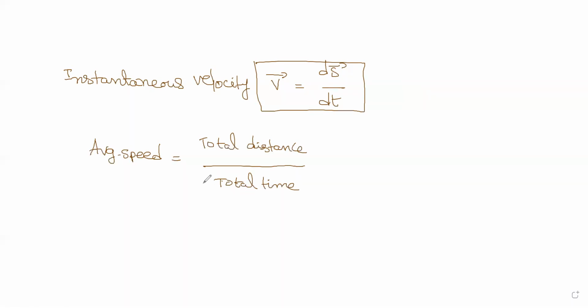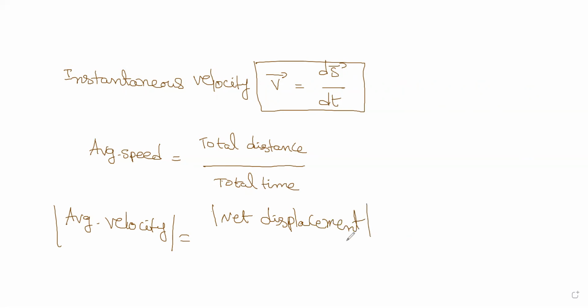Next, average velocity. Average velocity is net displacement divided by total time. Unless I solve a problem, you will not understand what to do with these. I'll give you the formulas, and I'll tell you how to handle these formulas. That's most important.